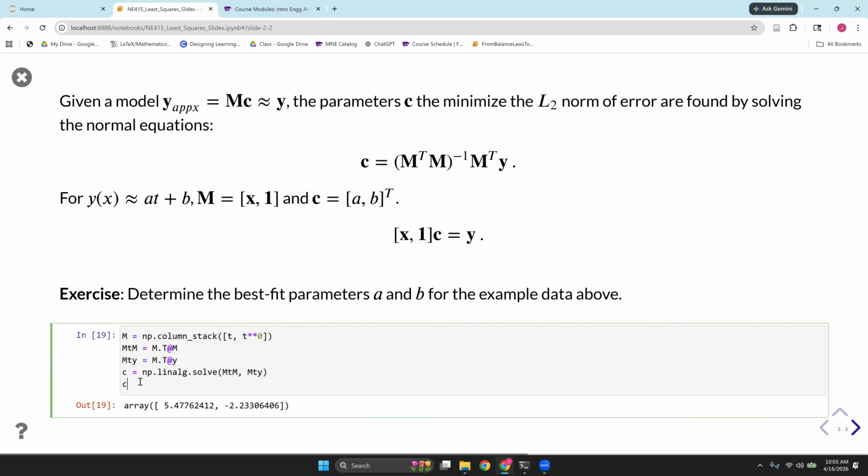Now, before I move on, though, this C, my solution, is not exactly what I was looking for. I'm looking for A and B. So how do I get A and B from C? Again, more than one way to do it. The syntax that I like is unpacking. What does that look like? A comma B is equal to C, right? And so I'm going to put A, let's say ALS, and then BLS, for least squares.